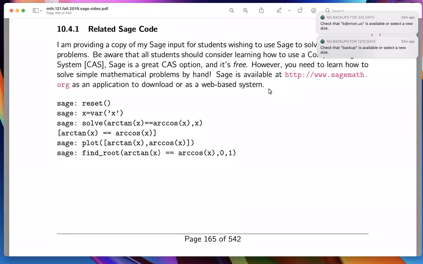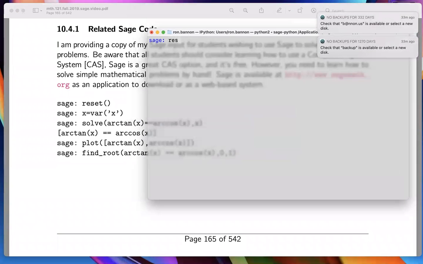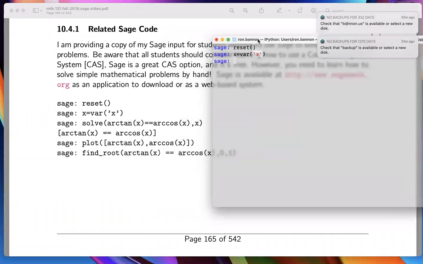All right. So I'm going to just simply say, I want to try Sage. All right, reset. I guess we've been doing that way too long at this point. And then x is a variable. Again, for the students who are taking computer science, you know how important it is to define your variables before using them. Oh, look at this one over here. It looks sort of familiar. Solve arctan of x. When you use a double equal sign, I'm saying it's an equation. Equals arccosine.